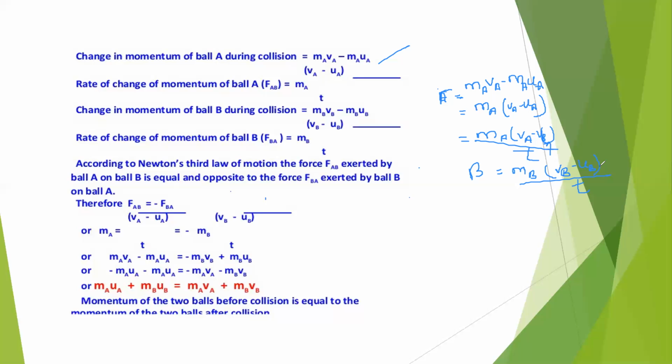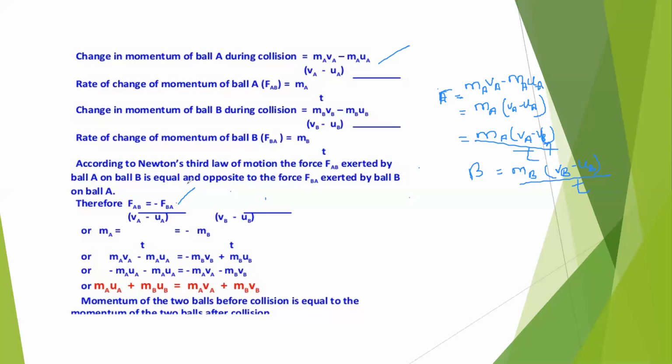Therefore, what we can write, you can see this step here: FAB is equal to minus FBA. I told you already what FAB is. The force exerted by A on B is FAB. Next, the force exerted by B on A is FBA. As they are in opposite directions, the minus sign will come. Okay, what is FAB? FAB is nothing but what we have just seen.